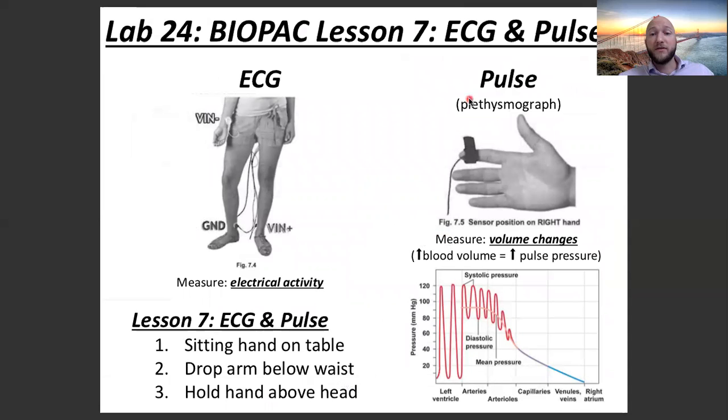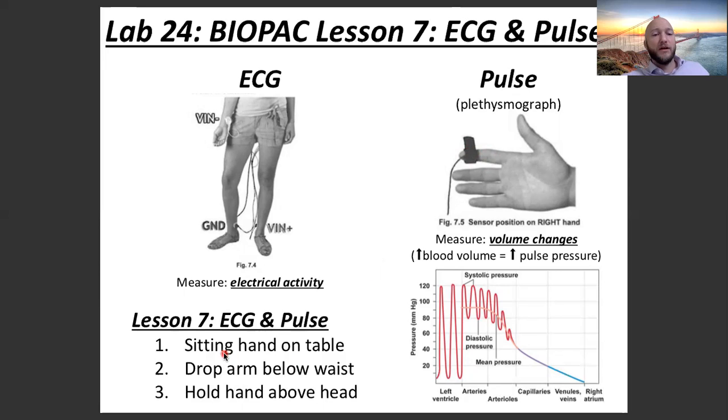All right, now let's look at pulse. The thing we use to measure pulse is a plethysmograph. It's tough to say. I'm probably saying that totally wrong. It measures the pulse pressure. When you feel your pulse in your neck, you feel that expansion of the artery. When you feel your radial pulse in your wrist, you feel that expansion of the artery. That's what this is measuring. It's not measuring the electrical activity of your heart. It's measuring that expansion of the artery that it feels in the finger.